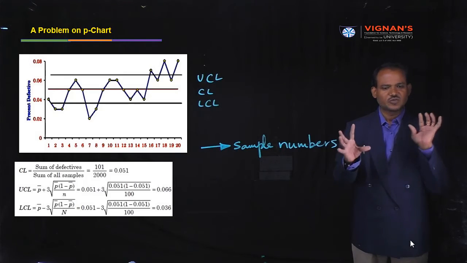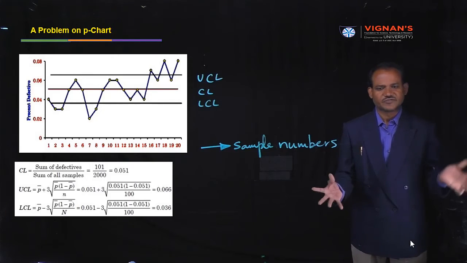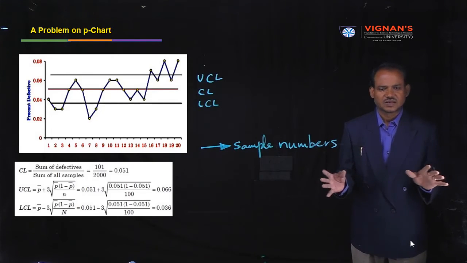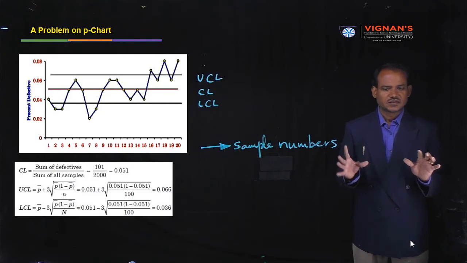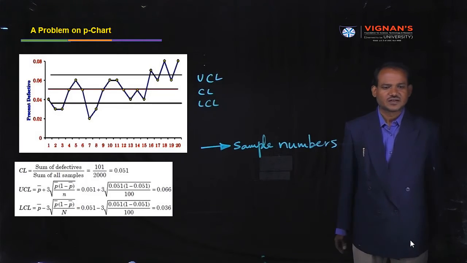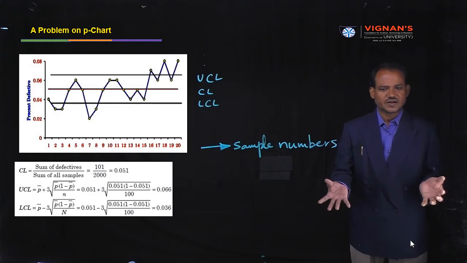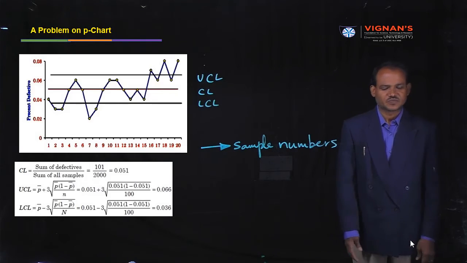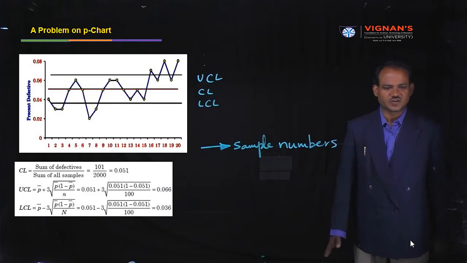Which type of conclusion we can give for this chart? The process, maybe manufacturing process, is out of control because some of the samples, 3 to 5 samples, fall outside the limits. That means above UCL and below LCL. Therefore, the process is out of control. This is the conclusion. Okay.